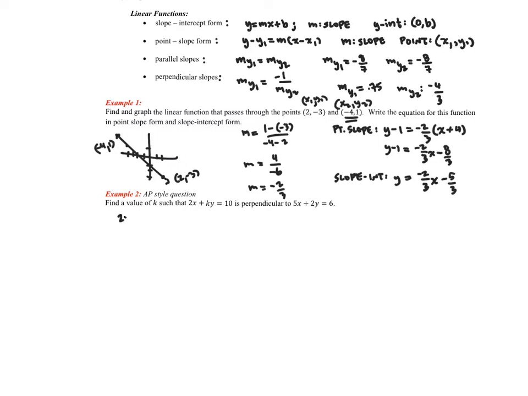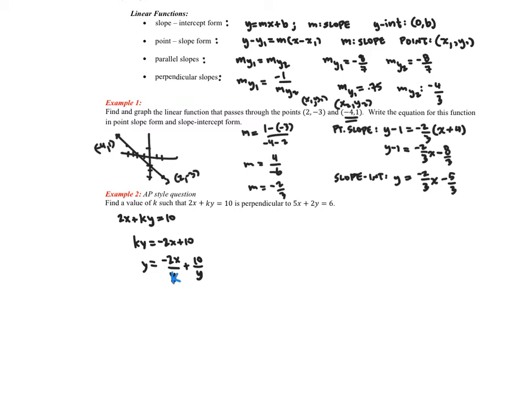So let's take the first equation, 2x plus k times y is equal to 10, and let's put it in y equals mx plus b form. So that would be k times y is equal to negative 2x plus 10, and so y would be equal to negative 2x over k plus 10 over k. Oops, I'm sorry, over k. These should be k values here.